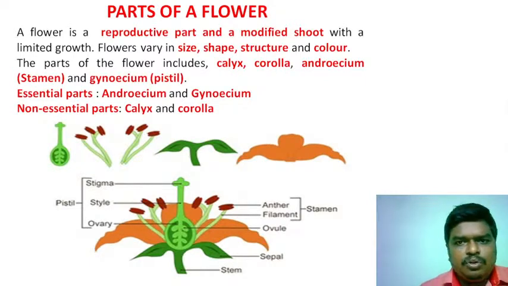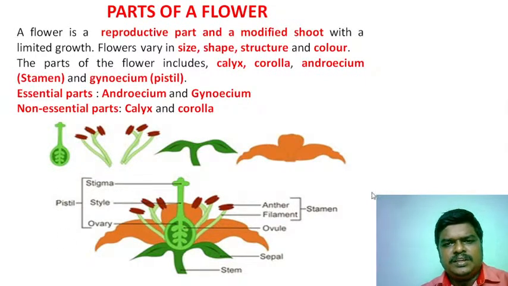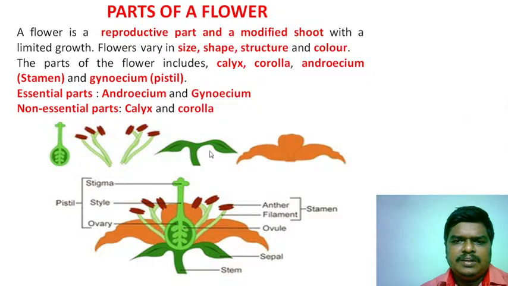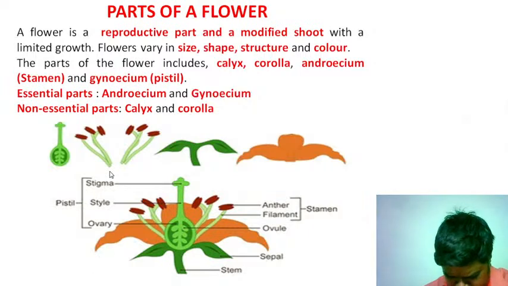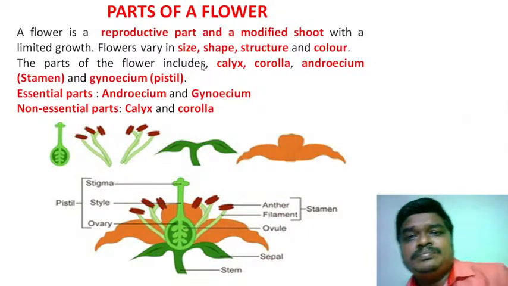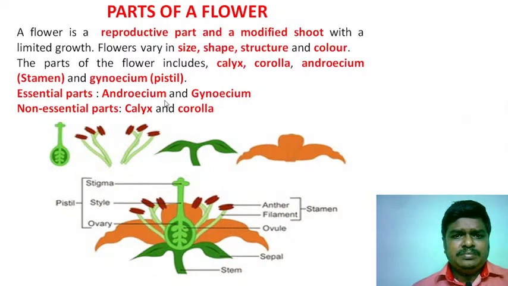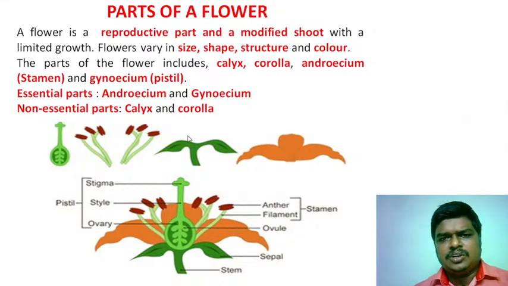So these are the 4 important parts of the flower: calyx, corolla, androecium and gynoecium. You can see it here. The androecium and gynoecium are essential parts, and non-essential parts are calyx and corolla.